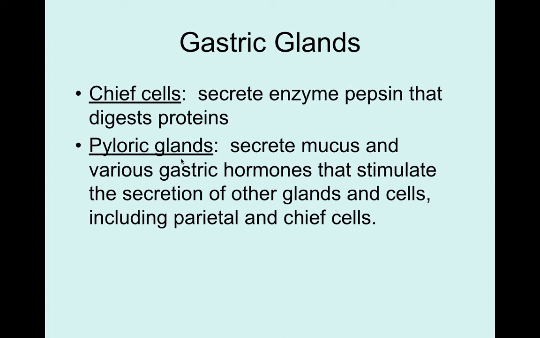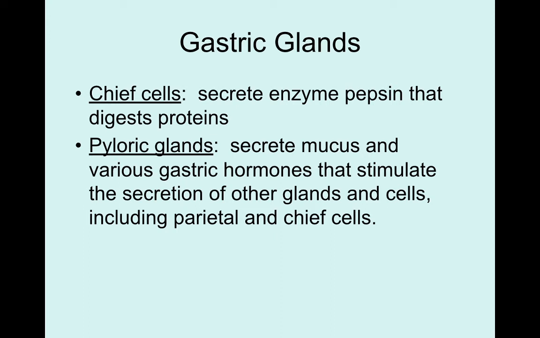cells and chief cells. So again, the pyloric glands are going to be secreting some mucus to help neutralize the pH of that chyme before it enters the small intestine. And then they're also going to be secreting some hormones such as gastrin. Gastrin is one of the hormones.